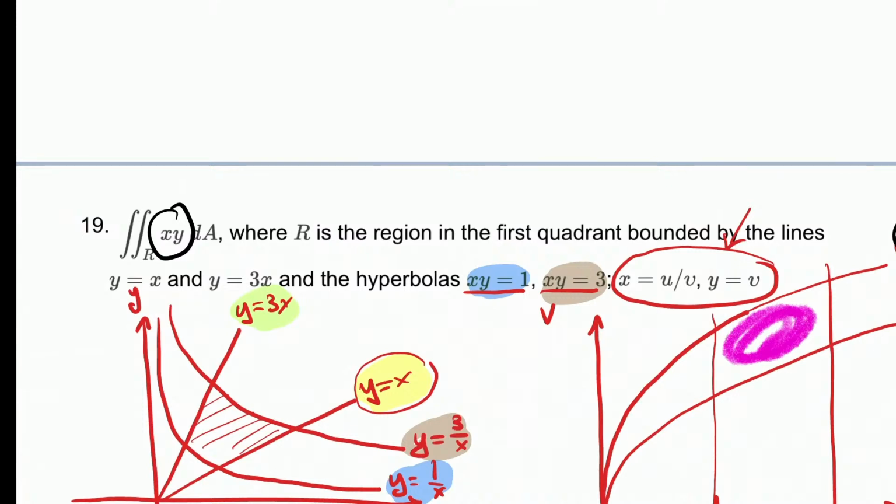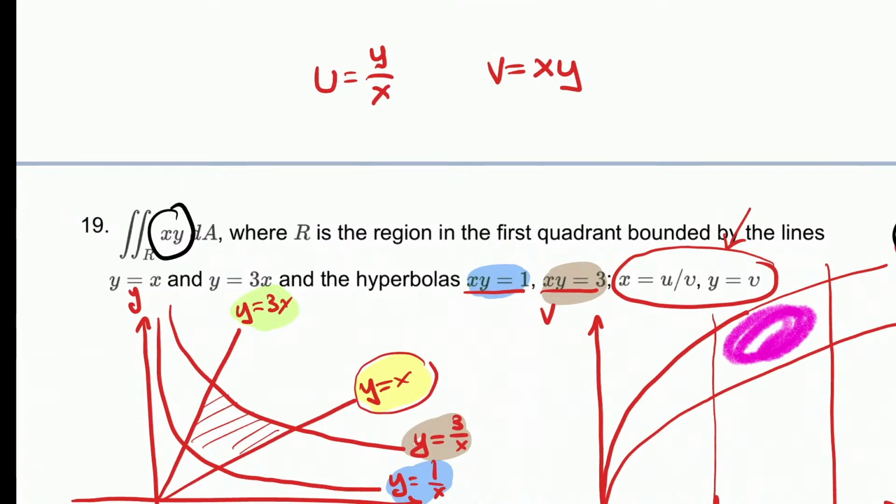Well, I would have done it this way, I guess. I would do u equals x over y, and v equals x times y. The reason I would have done that is because it would straighten out all four of these. So here, divide both sides by x, and you get y over x.